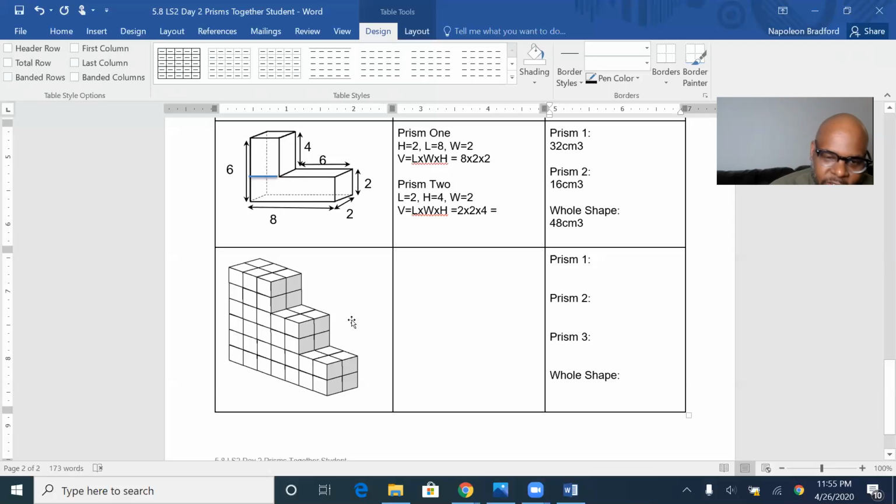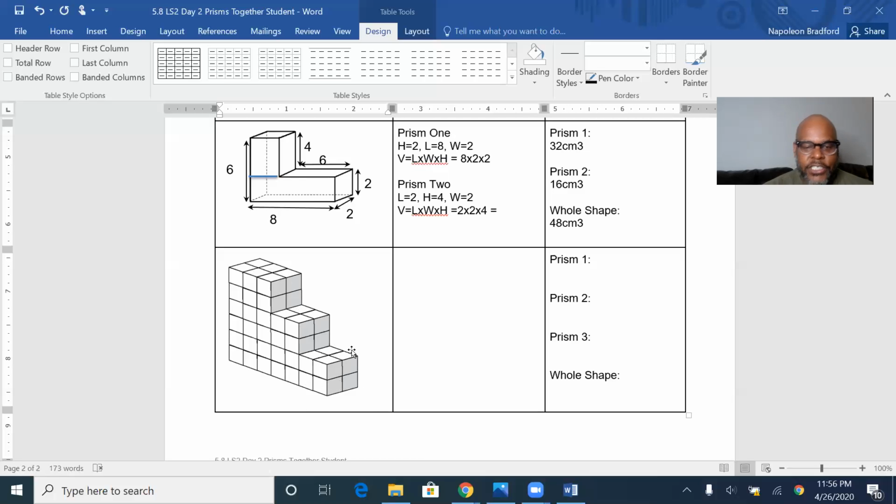Ooh, now we have 3 layers. All right. So let's figure this out. We have layer 1. We're going to work from the top to the bottom. So layer 1 is going to be this right here. Layer 2 is going to be this right here. Layer 3 is going to be this right here. So prism 1 is going to be here. Prism 2, or layer 2, we can call it prism 2, is going to be right here. And this is prism 3.